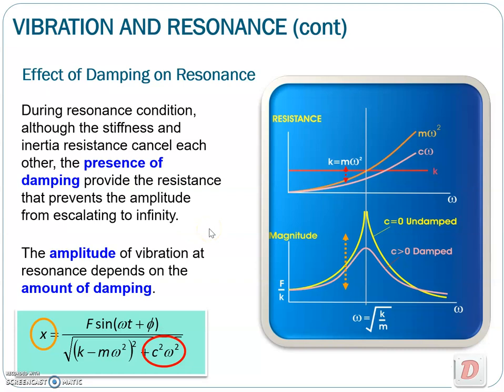In a system with damping, even at resonance, when the stiffness and inertial resistance cancel each other off, the presence of damping provides the resistance that prevents the amplitude from escalating to infinity. We can conclude that the amplitude of vibration at resonance depends on the amount of damping. Higher damping gives lower vibration at resonance. We can also say that damping of a system is important to know when we deal with resonance.